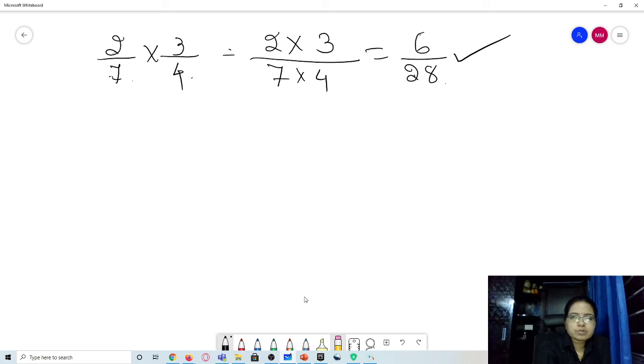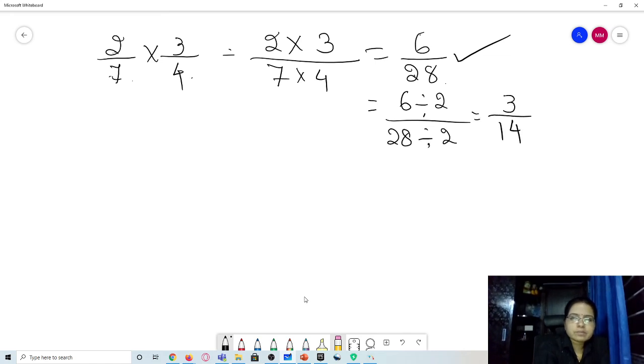We can reduce this fraction into simplest form also. The highest common factor of 6 and 28 is 2. So 6 divided by 2, and the denominator 28 divided by 2, gives 3 divided by 14. This is in simplest form. This is the simplest form of the fraction 6 divided by 28. So the multiplication of 2 divided by 7 and 3 divided by 4 is 3 divided by 14.